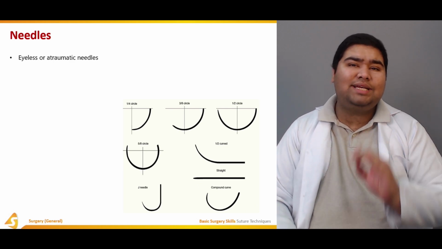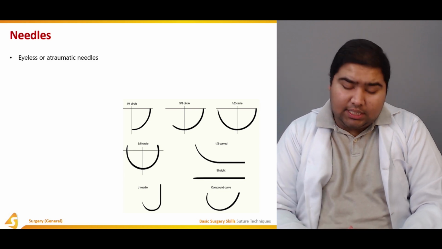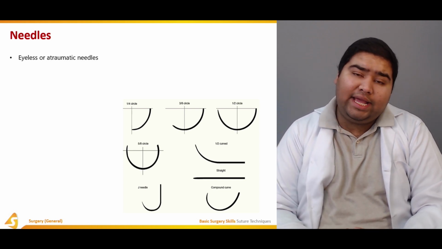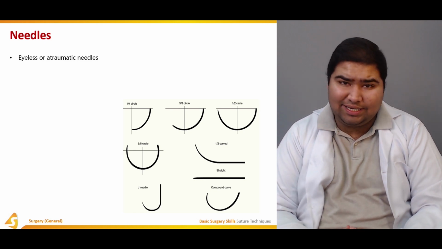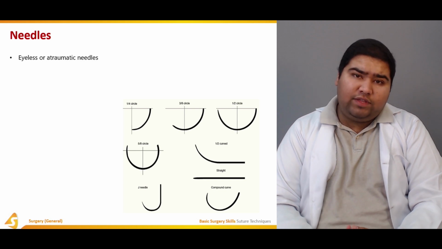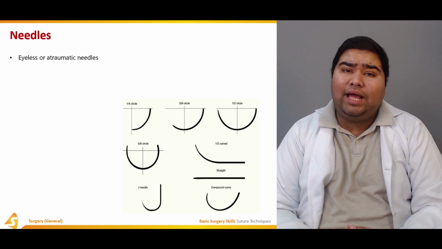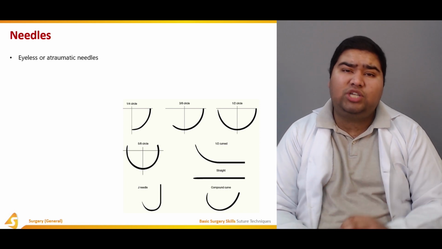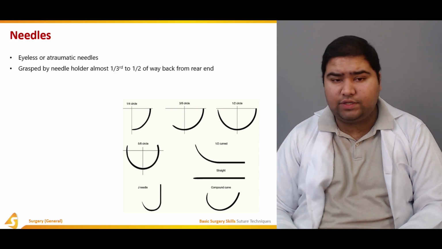So needles are now eyeless and atraumatic. Initially the needles used to have an eye like a sewing needle and you had to tie your suture to that needle. But now they have removed the eye. That is because it was extensively time consuming and the eye of the needle also produced charring of the tissue. Now this has been removed.